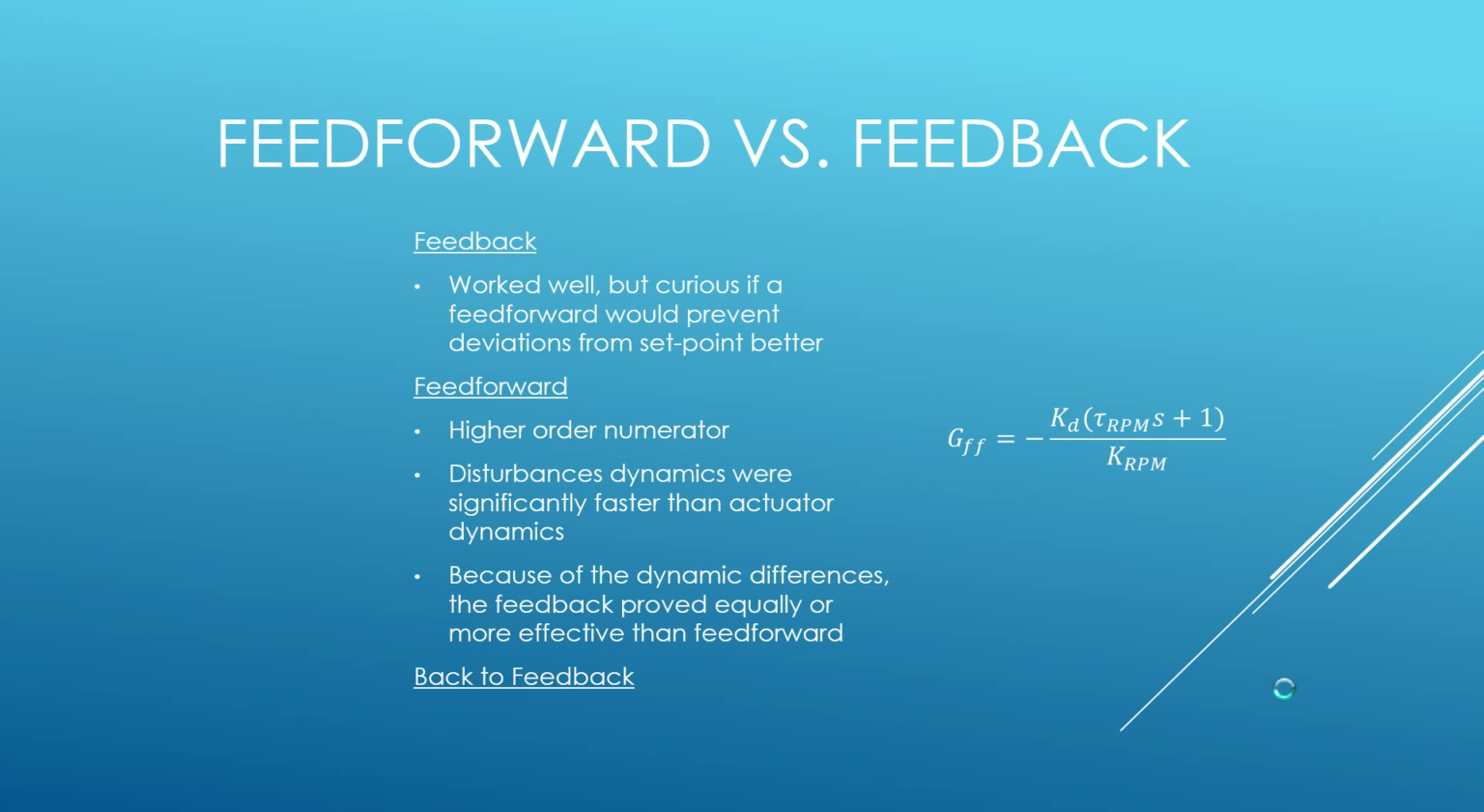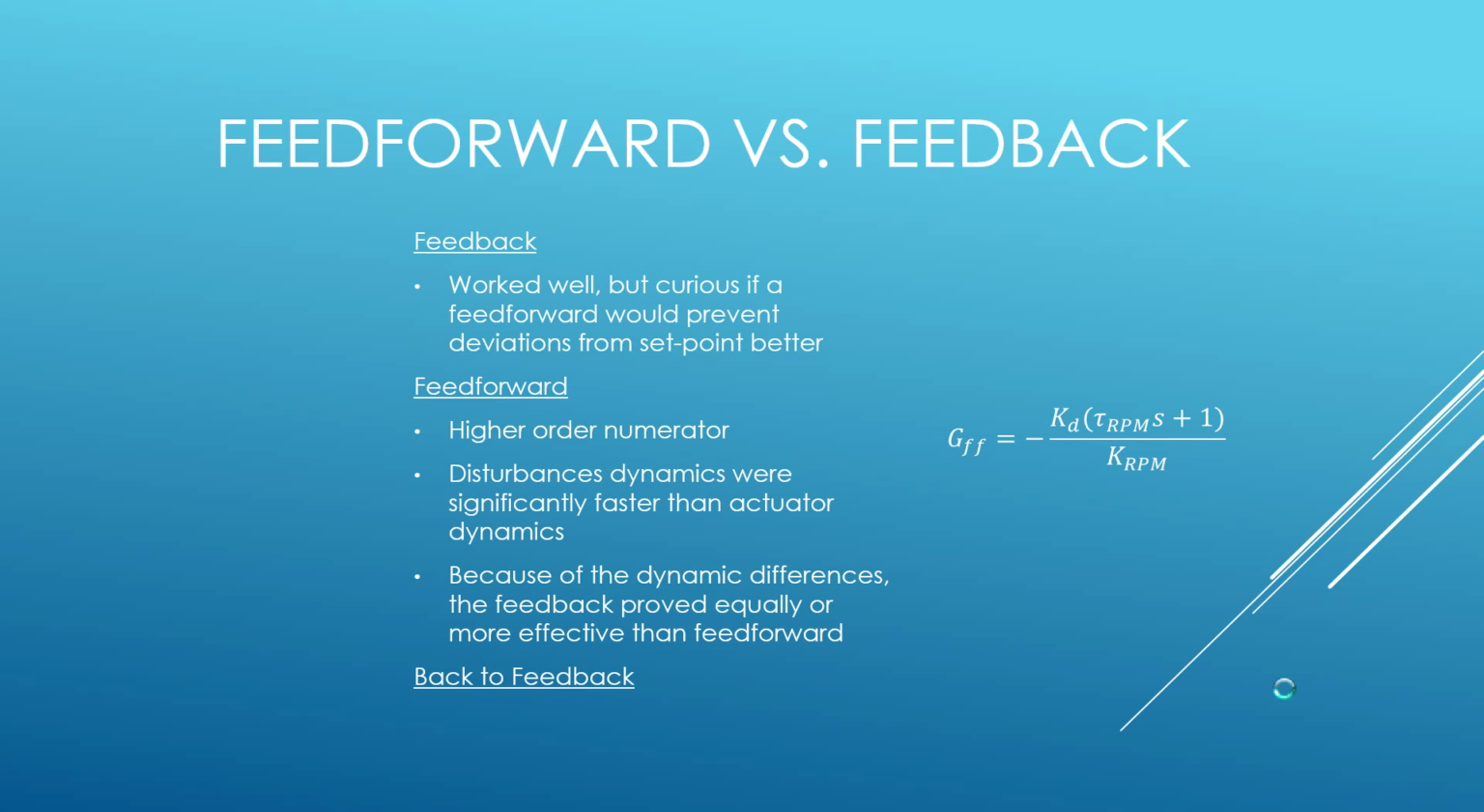Then, feedback worked fairly well with 2 independent feedback controllers, but we wanted to try developing a feed-forward controller to see if that would improve the disturbance rejection. So we did that, but the disturbances going into our process model had dynamics that were basically instantaneous, and so we ended up with a feed-forward transfer function that had a higher order numerator, which wasn't possible. So we reduced it to 2 process gains divided by each other.